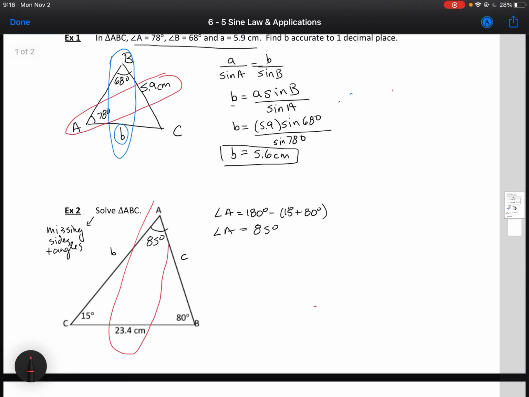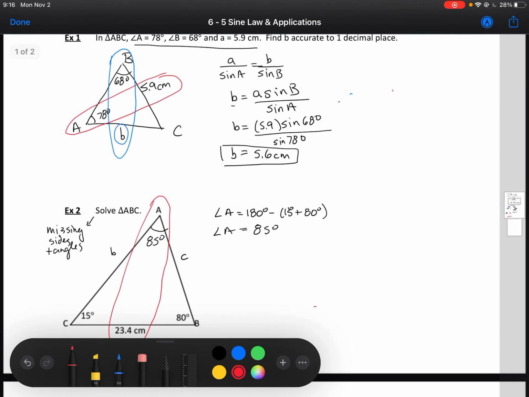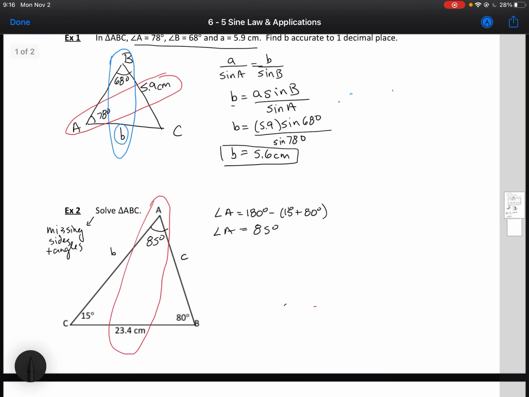By solving for that angle, now I have a pair of an angle and an opposite side, which is going to allow me to solve for b and to solve for c. So I can set up my sine law in two parts. b over sine B is equal to a over sine A. And I also know that c over sine C is equal to a over sine A. I used a over sine A in both because that is my pair, side and opposite angle that I know.